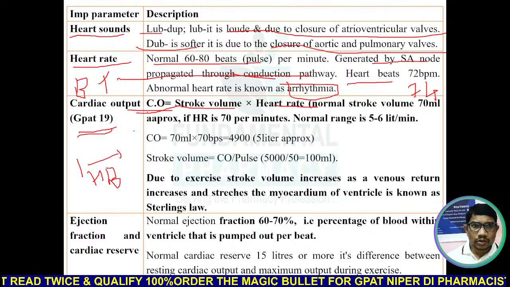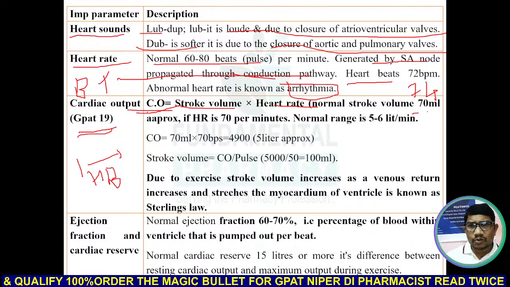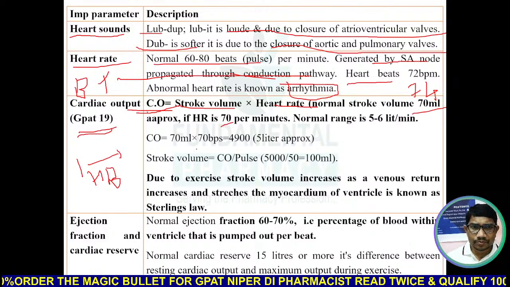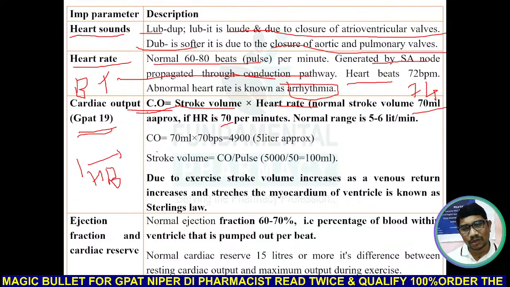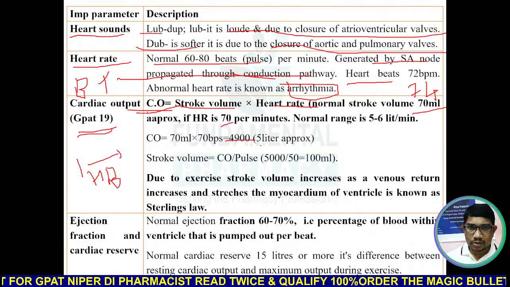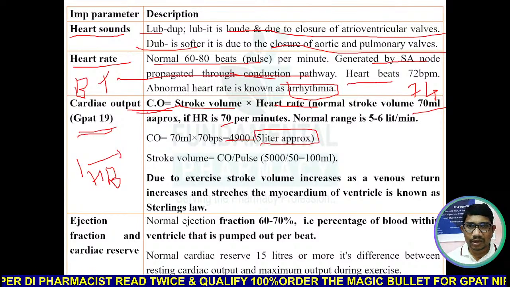Stroke volume into heart rate. Now what is the normal stroke volume? Around 70 ml. Heart rate is also around 72 beats per minute. So 70 into 70, or 70 into 72, or 70 into 74, it will come to nearby 5 liters. So cardiac output is normally 5 liters. Questions have come on this formula too.